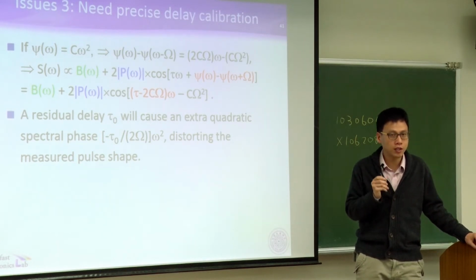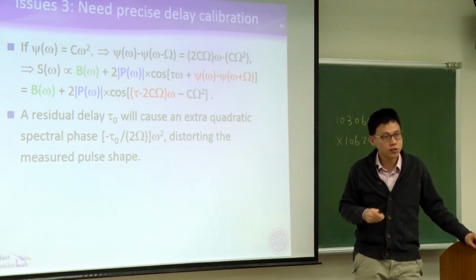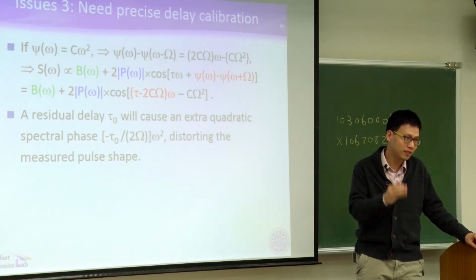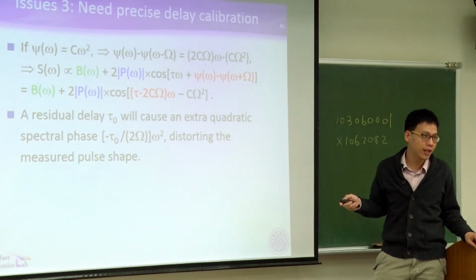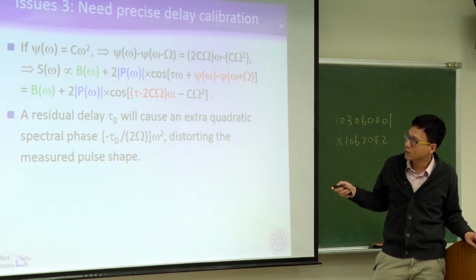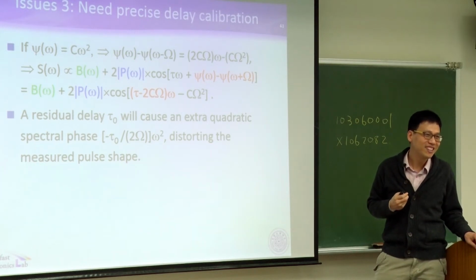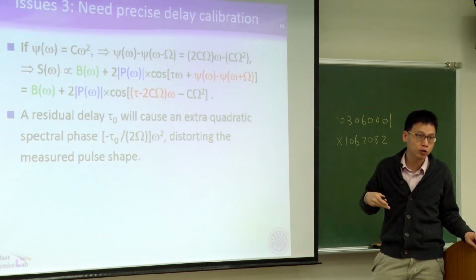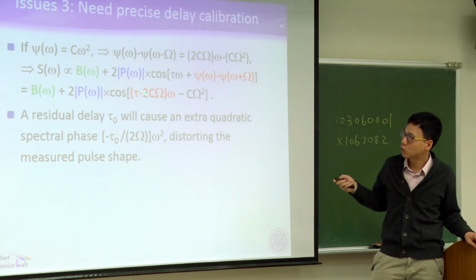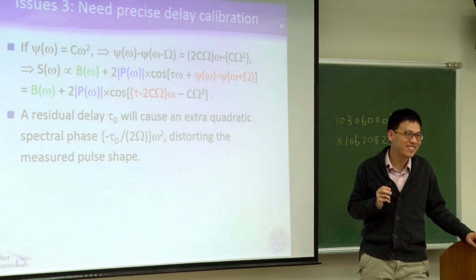But if your delay calibration is inaccurate, so your delay tau is not totally canceled during data processing, say a residual delay tau 0 is left, you see the status of tau 0 is the same as the status of c, a chirp rate. So whenever there is some error about your delay, it will be interpreted as residual chirp, the chirp that does not exist, right?